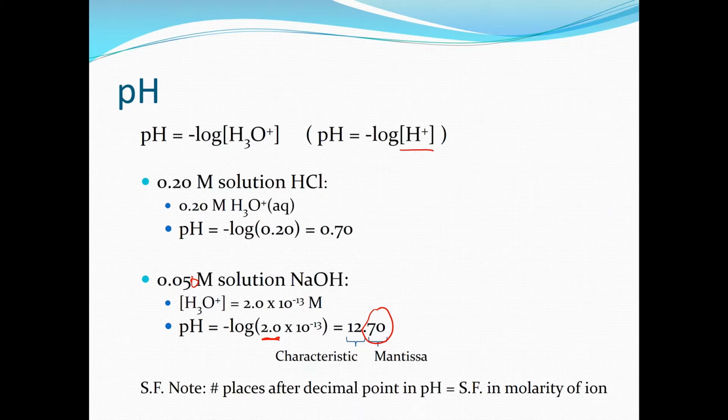is that the number of decimal places, or the number of places after the decimal point in your pH, needs to correspond to the number of significant figures in your molarity of whatever it is that you're talking about, or in the equilibrium constant, because we'll see some pKa's and things like that later. And so that's what you're looking for. So this is actually properly done, even though it looks a little weird. It's really 2 sig figs going to 2 sig figs.